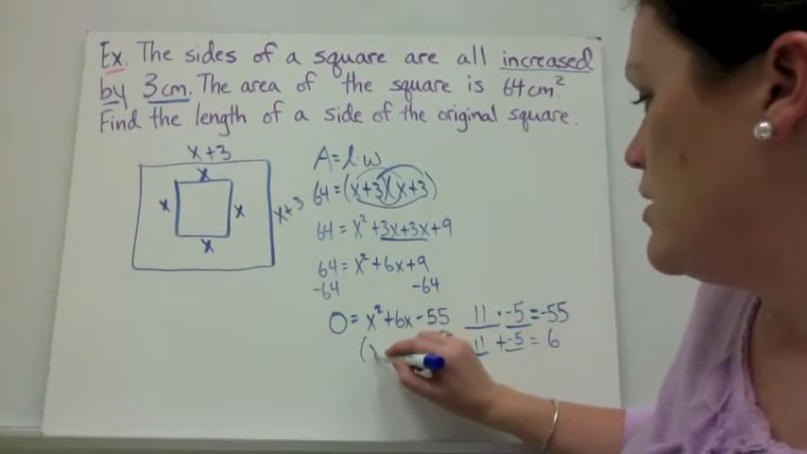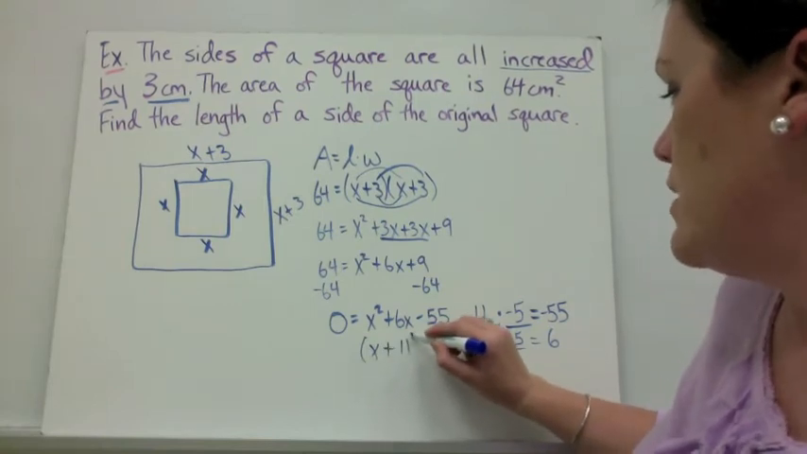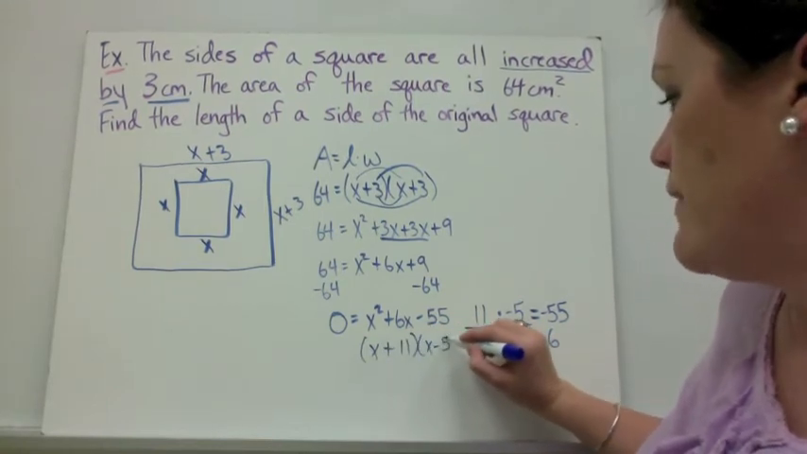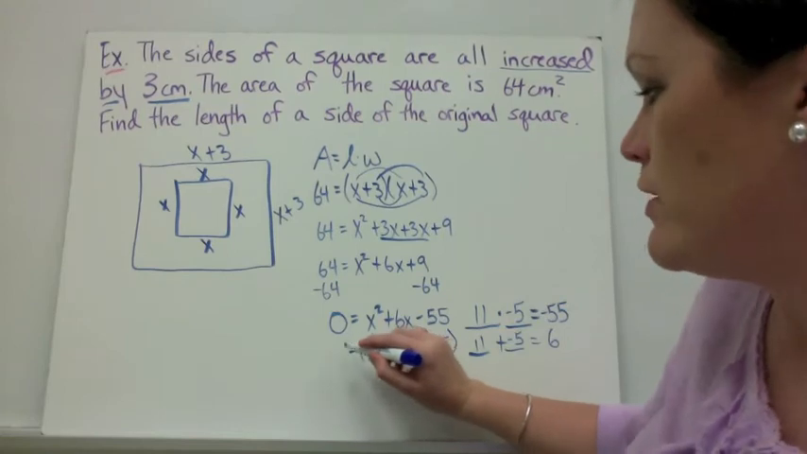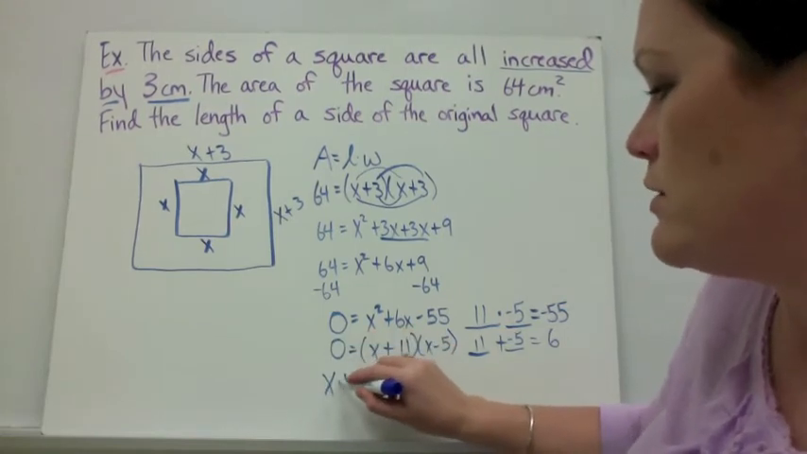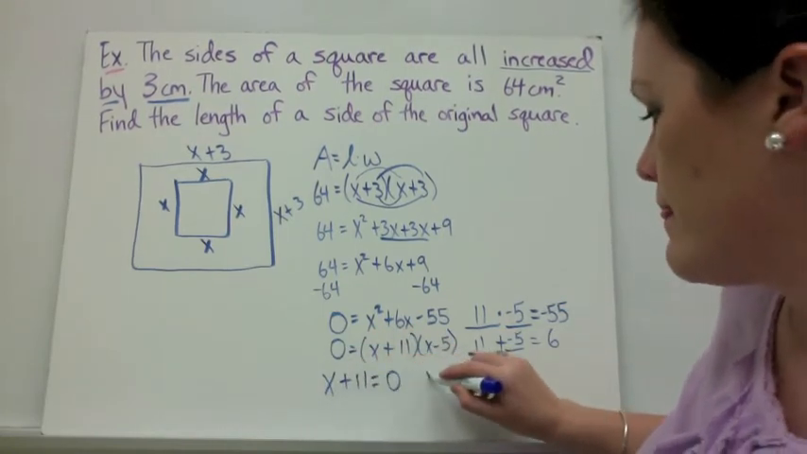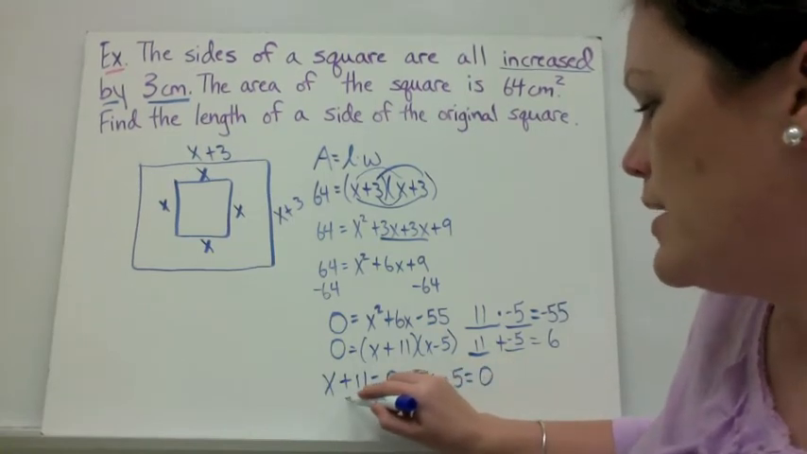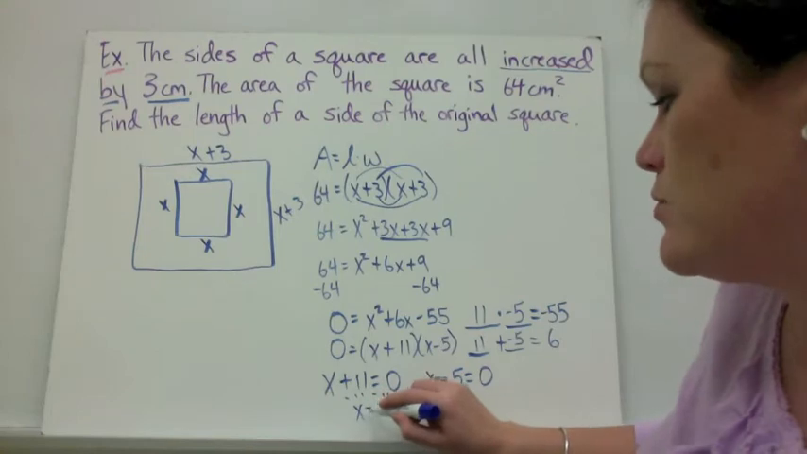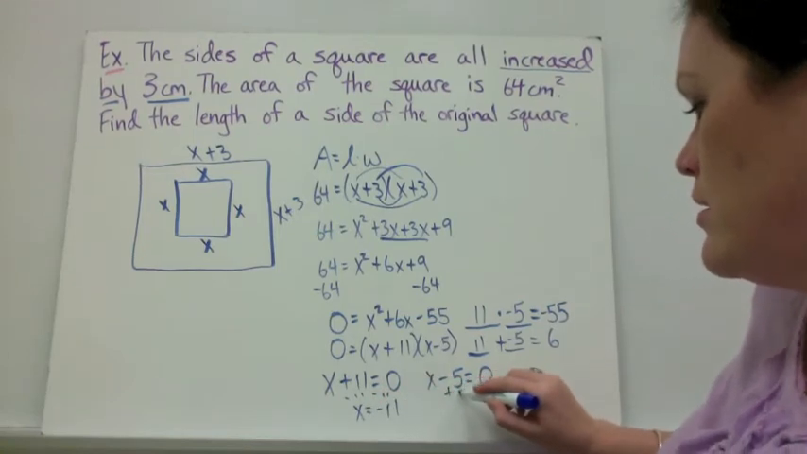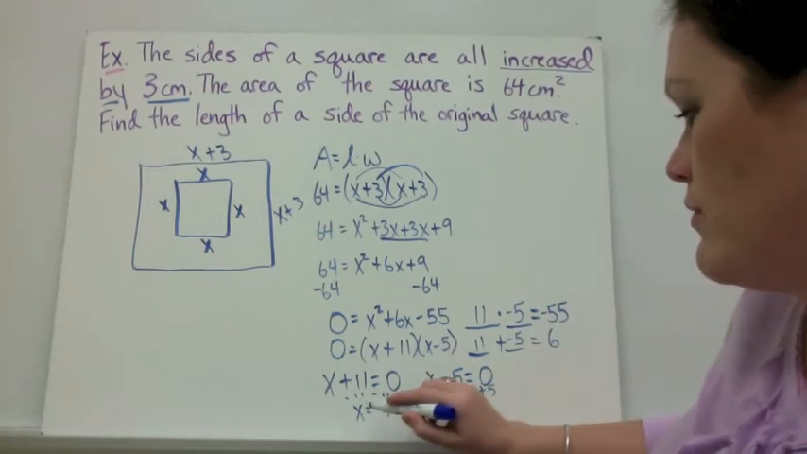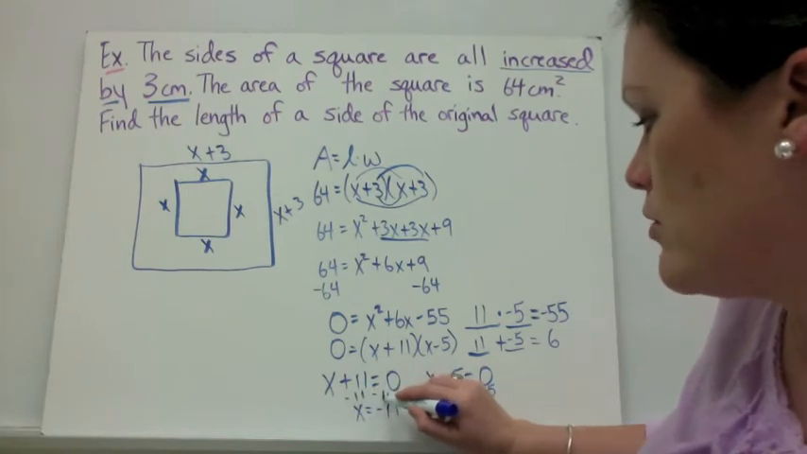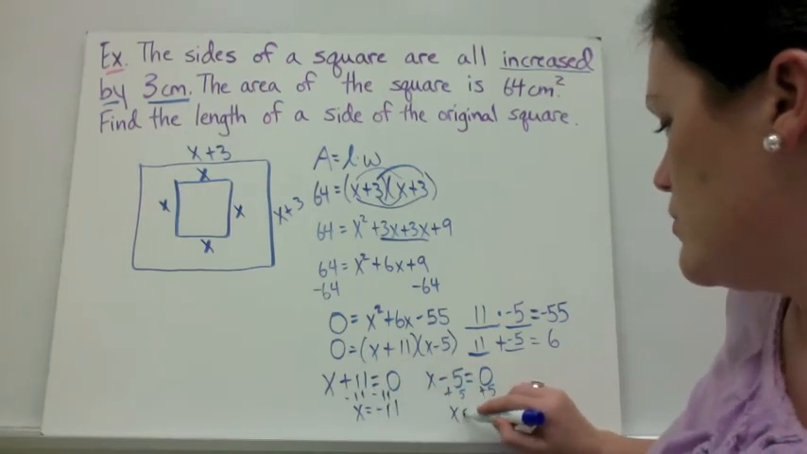So we could put in our numbers. We have x plus 11 and x minus 5. So now to finish solving, we set each one of those equal to 0 and solve. So we get x will equal negative 11. If we add 5, we get x equals 5.